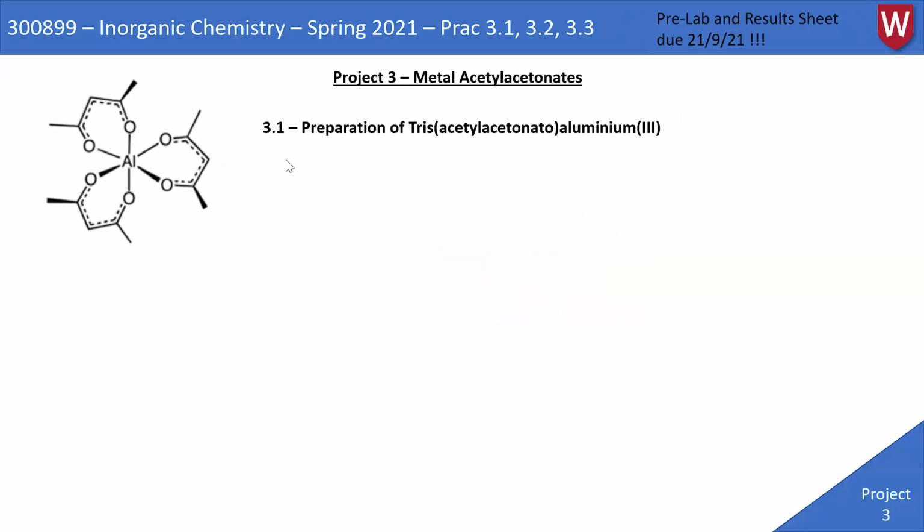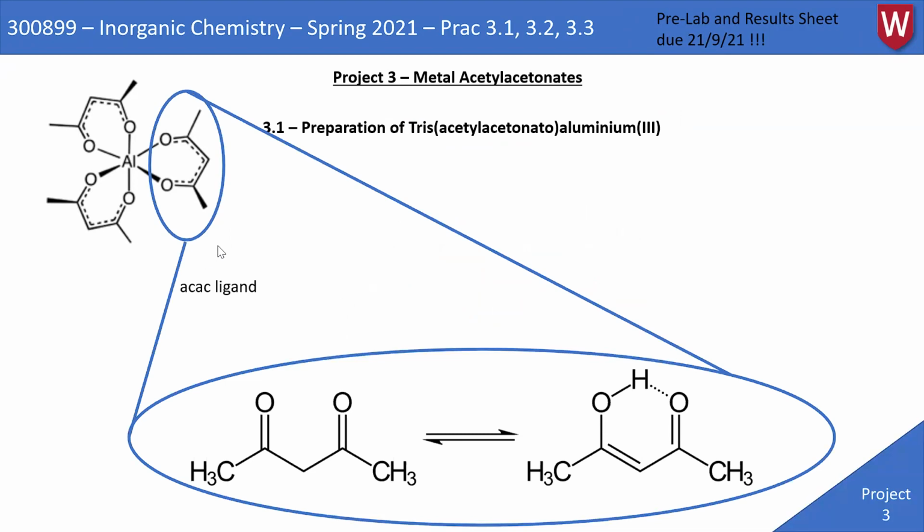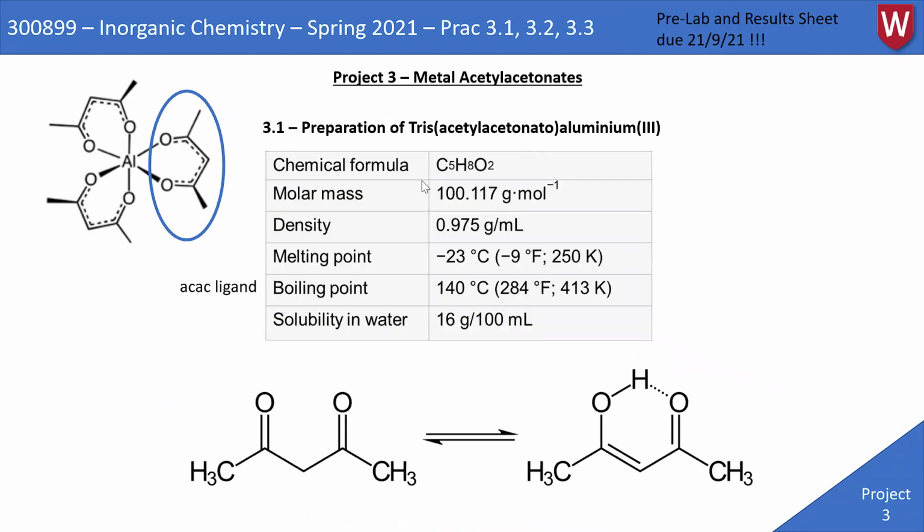Okay, we'll have a closer look at the ACAC ligand here. I'll be calling it ACAC from now on. It's a lot easier to get my mouth around than acetylacetone. So ACAC's quite an accepted shortened version of the name of the ligand. And you can see down the bottom here that it exists in equilibrium between a diketo and an enol form. So we'll have a close look at that in just a little bit. Some pertinent information about the ligand here. Probably an important thing to look at is the melting and boiling points.